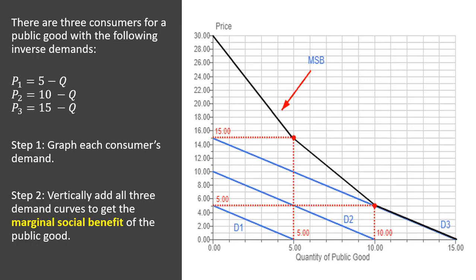And then finally, we keep walking along the quantity axis to where the third consumer's demand curve touches the horizontal axis, and that'll be the last defining point on the marginal social benefit curve. All right, let's move on to the next step to find the efficient provision.